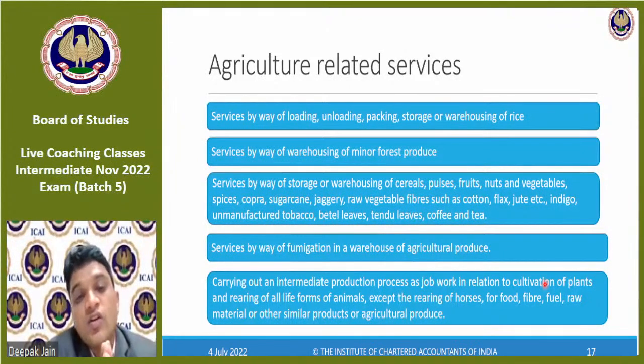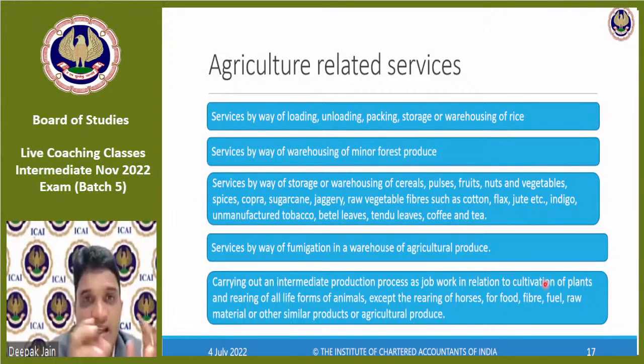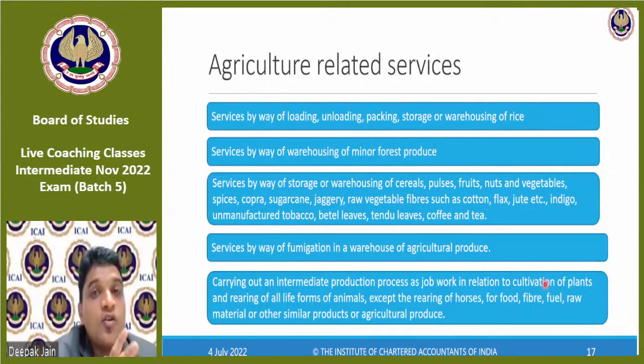ओके, वेयरहाउस ऑफ एग्रीकल्चर प्रोड्यूस, ओके, जब पे वेयरहाउस है और which is specific warehouse not for general goods but for agriculture produce, उसमें फ्यूमिगेशन सर्विसेज, मतलब जो गैस डालते हैं ताकि वहां पे जर्म्स न आ जाए, कीटाणु न आ जाए, उसके लिए फ्यूमिगेशन केमिकल्स वाला गैस डालते हैं, उसको फ्यूमिगेशन बोलते हैं, वो फ्यूमिगेशन सर्विसेज भी एग्जेम्प्टेड रहती है.